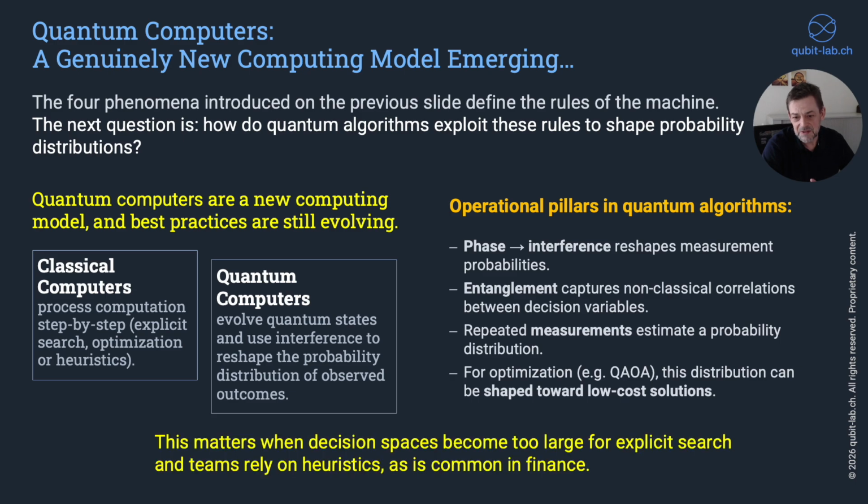All this matters when decision spaces become large, too large for explicit brute force searches, and one needs to rely on heuristics. Then we can use quantum computing as an additional tool for this. Much more efficient in theory, and let's find out how far we can get.